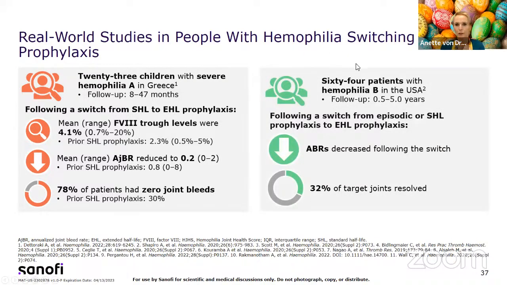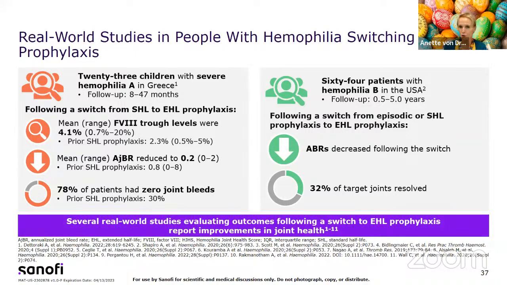And this is a study from the US, a very similar real-world study in hemophilia B. Patients were followed up to 5 years, switched from an episodic or standard half-life product to extended half-life prophylaxis, and the annual bleed rate decreased substantially following the switch. And not only that, almost a third of target joints resolved with that measure. So these were just two examples, but there are several real-world studies evaluating outcomes following a switch to extended half-life prophylaxis, and they all report improvement in joint health.